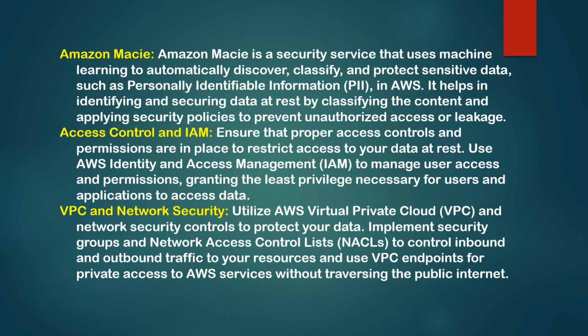VPC and network security. Utilize AWS Virtual Private Cloud (VPC) and network security controls to protect your data. Implement security groups and network access control lists to control inbound and outbound traffic to your resources, and use VPC endpoints for private access to AWS services without traversing the public internet.